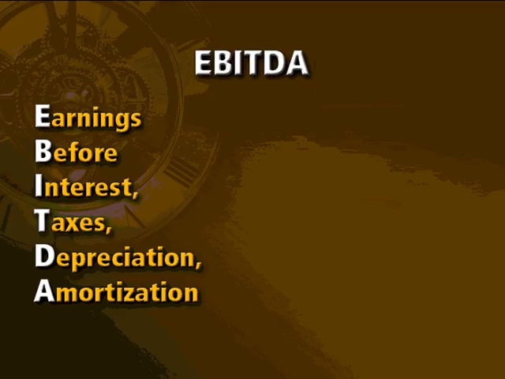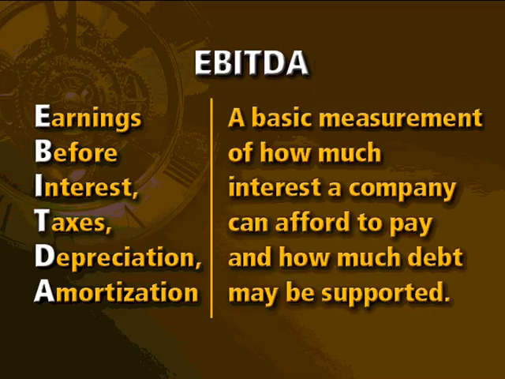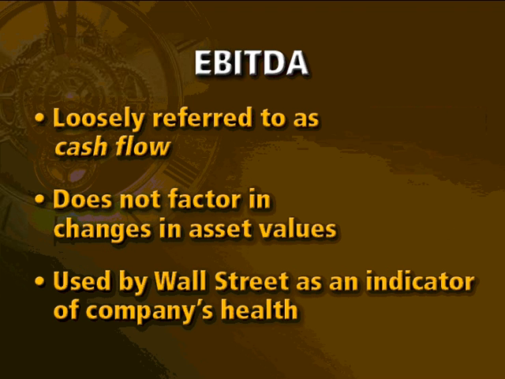You may have heard the acronym EBITDA. EBITDA stands for Earnings Before Interest, Taxes, Depreciation, and Amortization, and is loosely referred to as cash flow. EBITDA is generally viewed as a barometer as to how much debt a company can afford to pay. Basically, it's how much money that company is generating, excluding such things as changes in asset values and excluding the necessity to replace some of the equipment that is being depreciated.